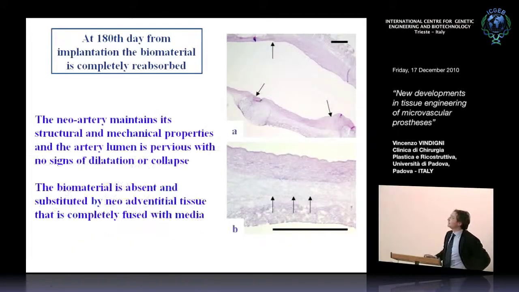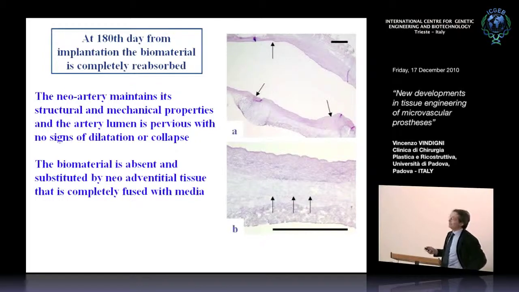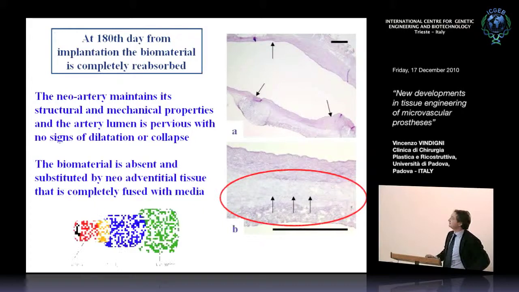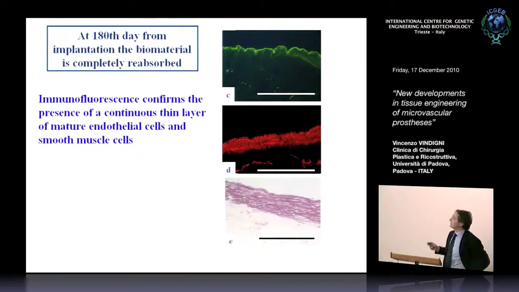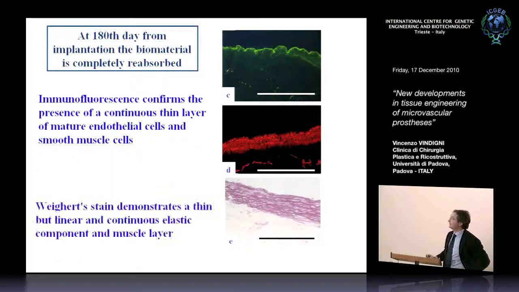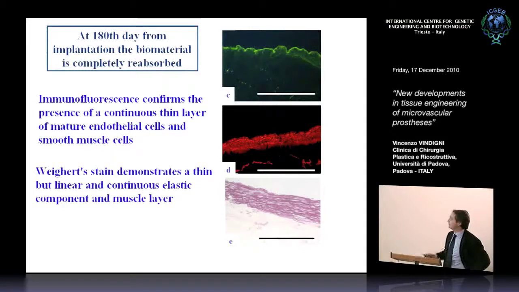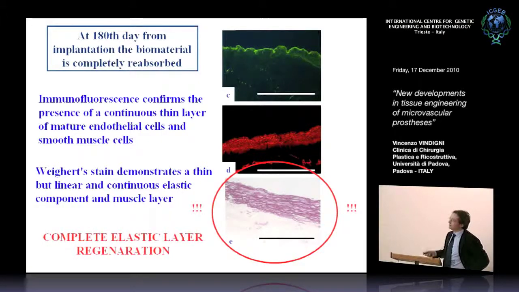After 6 months, the most important result is the complete reabsorption of the biomaterial. The biomaterial is absent and substituted by neoadventitial tissue that is completely fused with the media. Endothelial layer, muscle layer, and elastic layer, demonstrated by Weigert stain. And it is very important because with normal synthetic prostheses, you cannot obtain elastic layer regeneration.